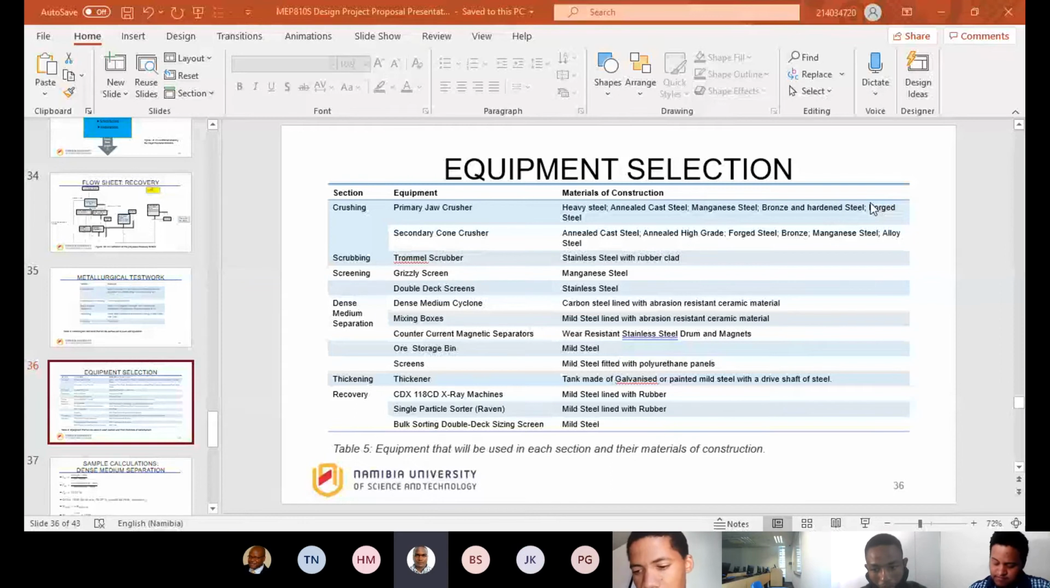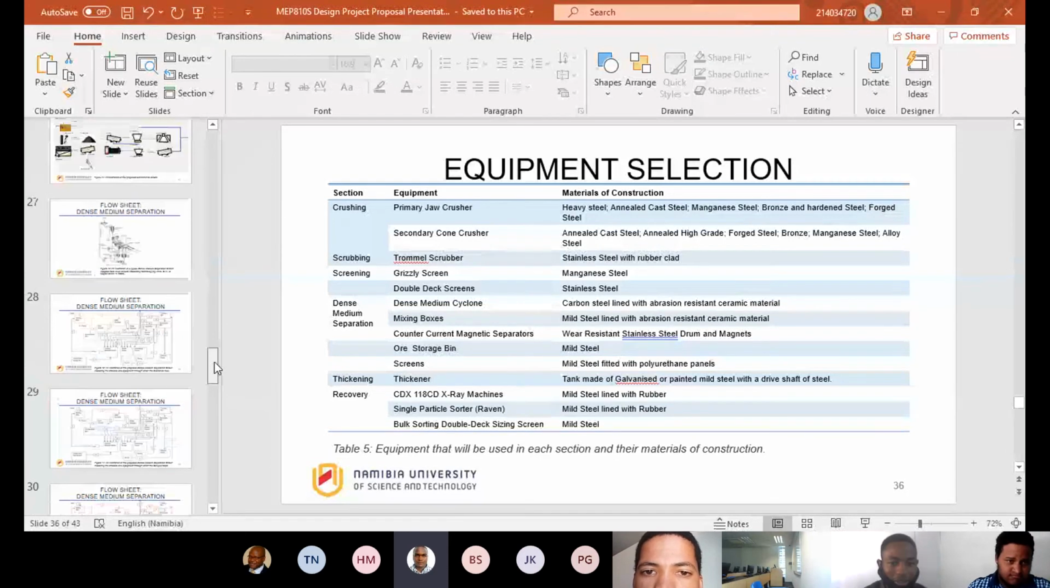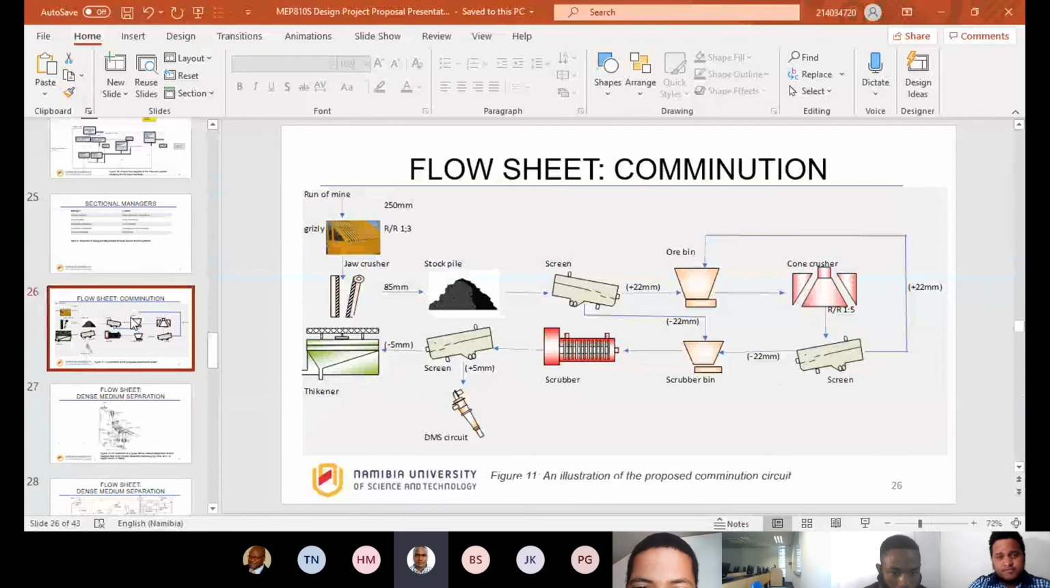Yes. Dorian, can you go to the slide where there's a communication circuit, which is having a lot of icons? I just want to clarify something. If you look at the bottom there, the icon there looks like a hydrocyclone, but it's written DMS circuit. Yeah, we are struggling with the icons. But you understand what I mean? Yes, we understand. The slurry was perhaps to go to hydrocyclone first, and then maybe from there it goes to DMS.